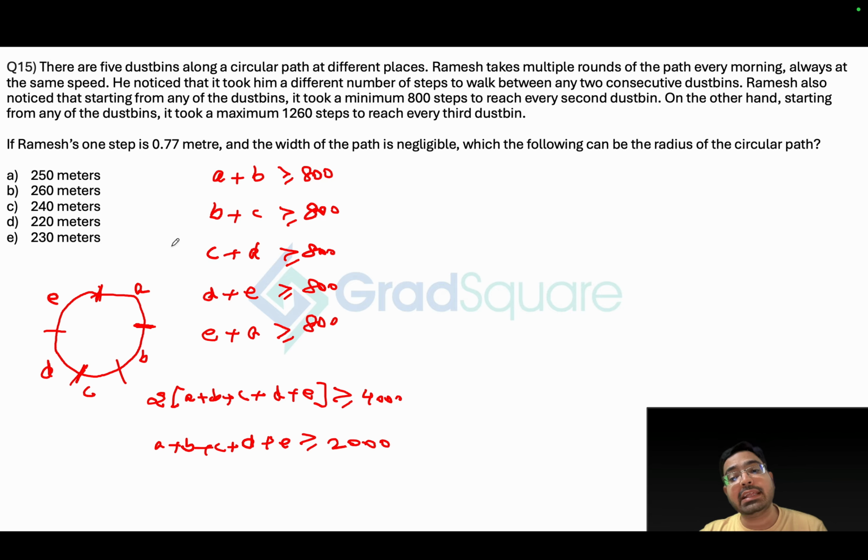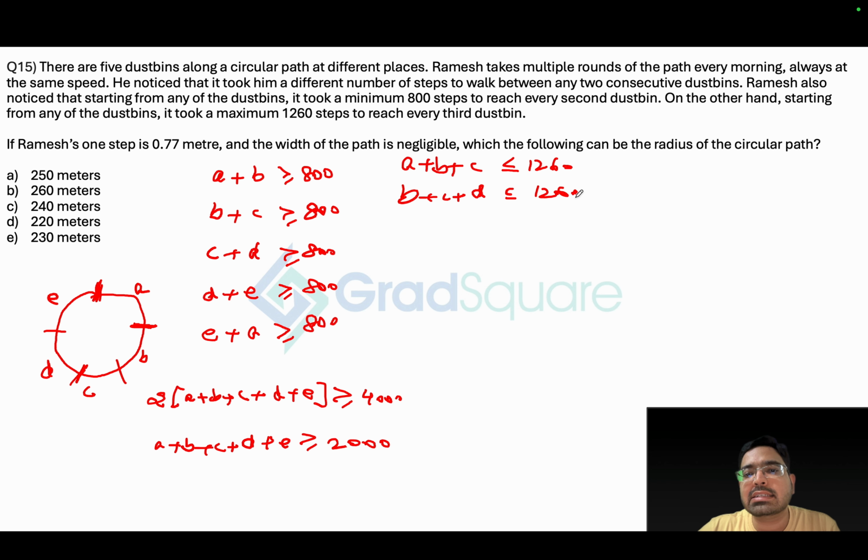Similarly, between any 3 points, let's say I start from this point and want to reach the third dustbin. What steps will I have to take? I'll have to take A plus B plus C, and this should be less than or equal to 1260. That's what is given to you. Then what is the next one? I have to move from here. I will have to take B, C and D. So I'm going to take B plus C plus D, which should be less than or equal to 1260.